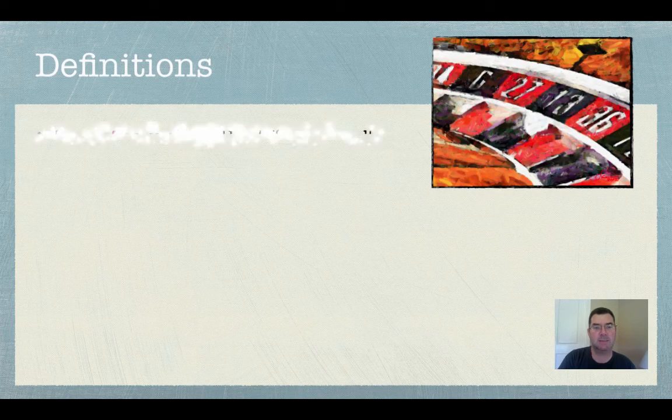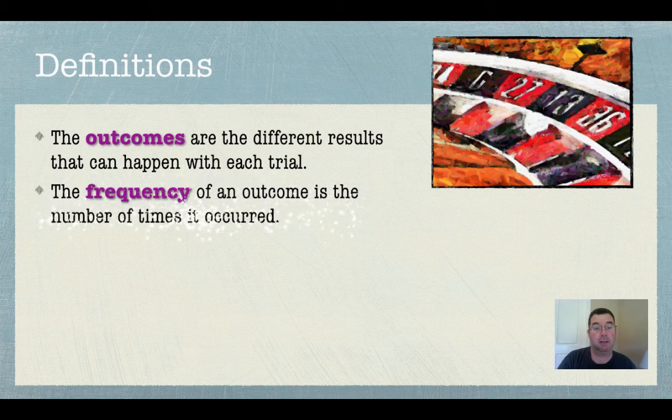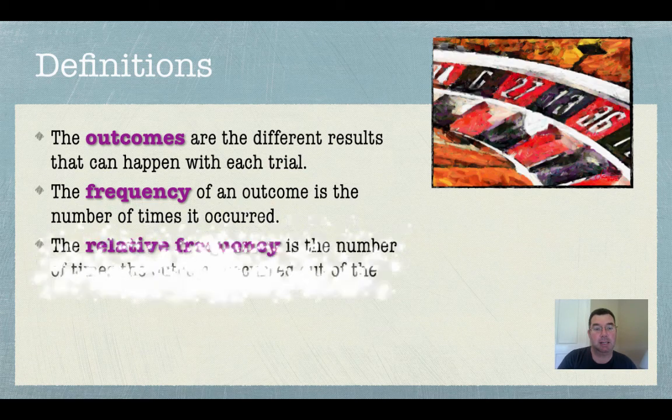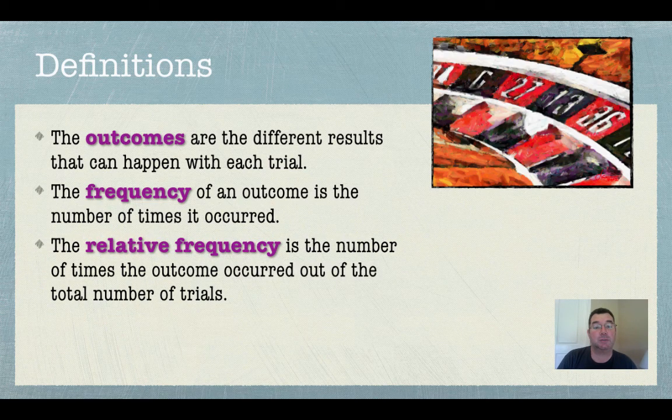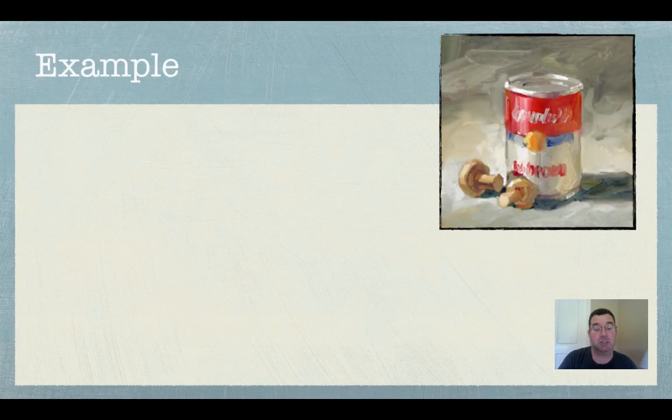So let's define some things first. Outcomes are basically just anything different that can happen when you conduct a trial. The frequency of an outcome is just how often it occurs. And the relative frequency is going to be how often that outcome occurs out of the total number of things that actually occurred. So it's more of a fraction that's between 0 and 1. All right, this is also called experimental probability. So those are the definitions.